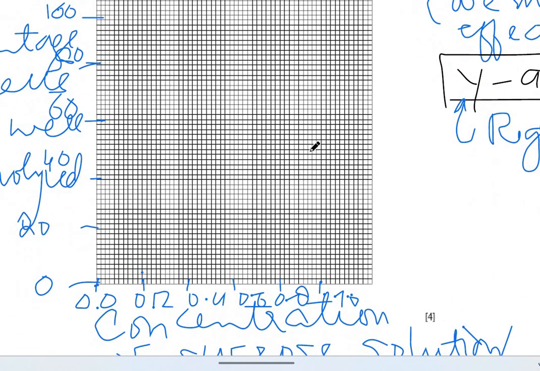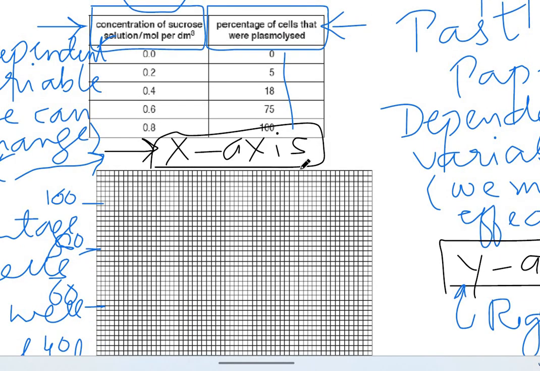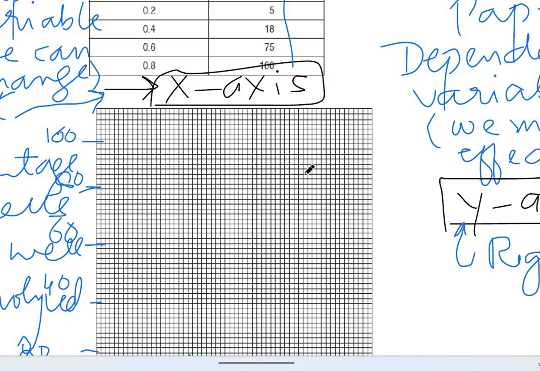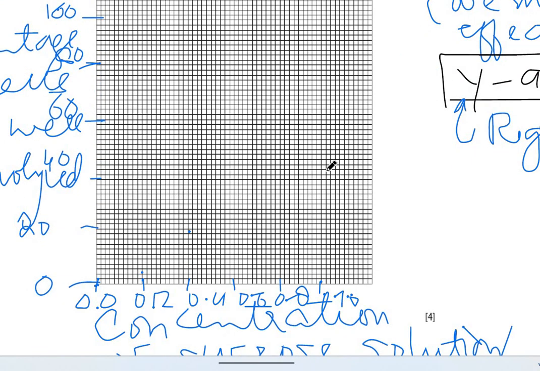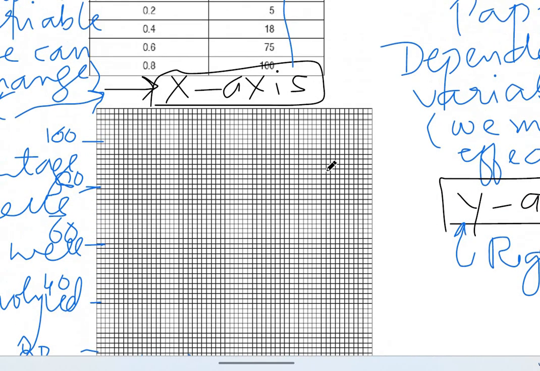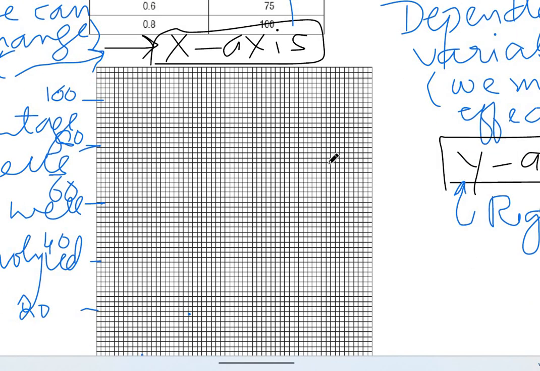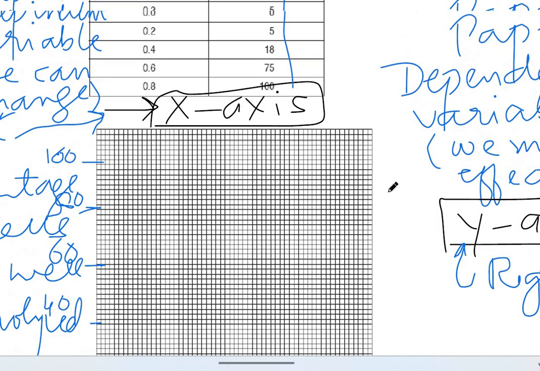0.4 is 18. This is 0.4. It will be around here. Yes, exactly on the line. You will do this accurately with the pencil. 0.4 is 18. Now 0.6 is 75.